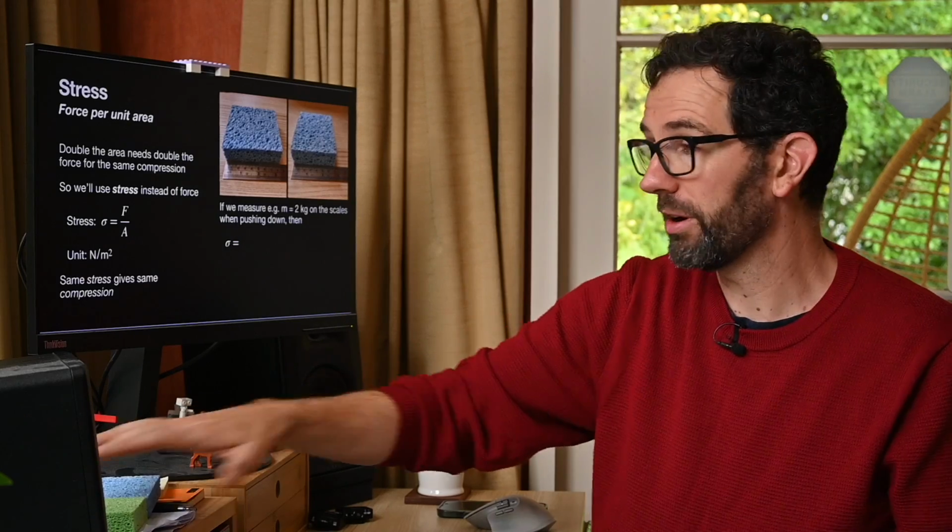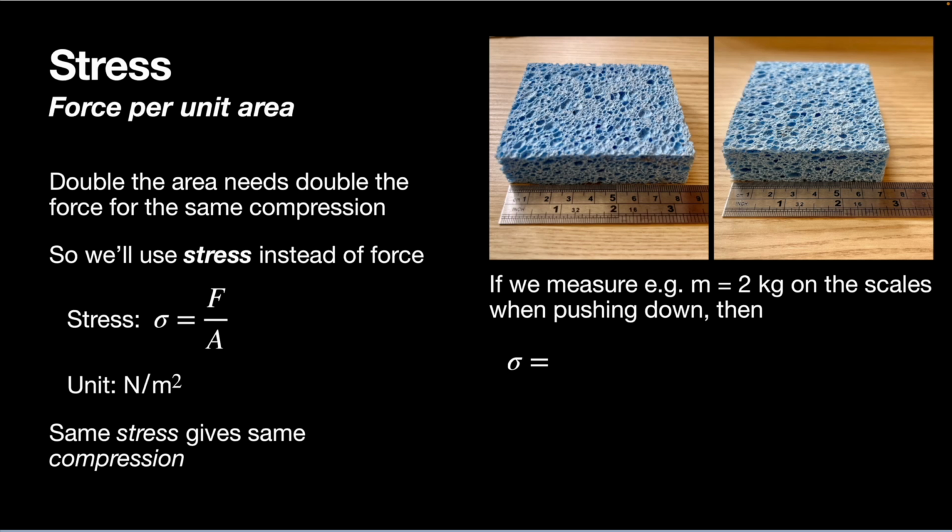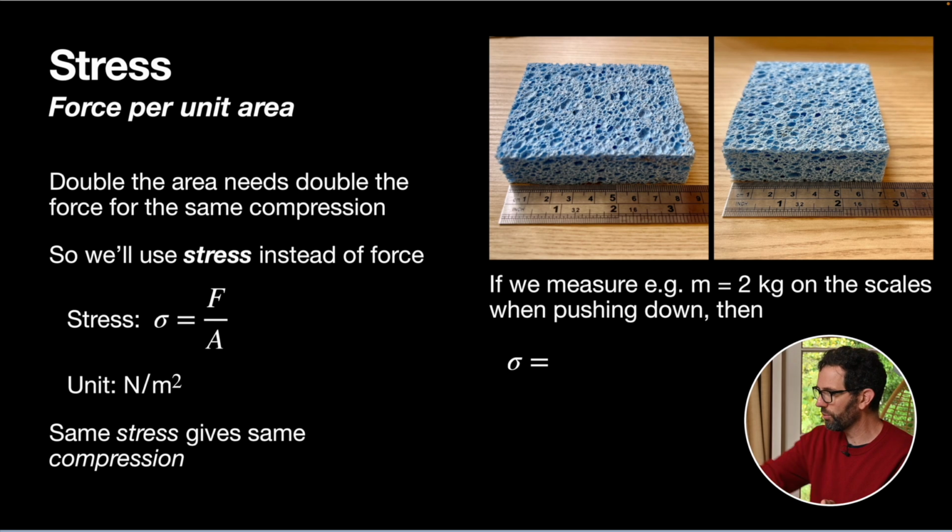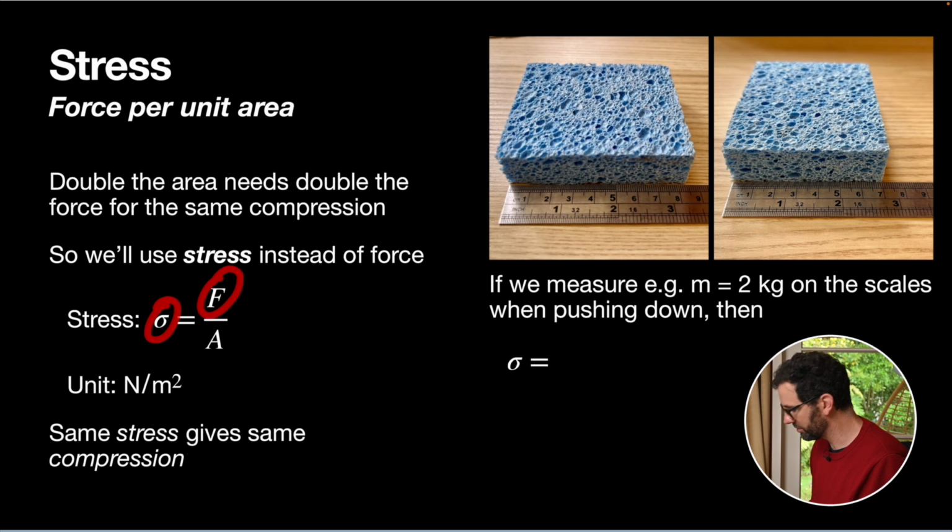So rather than talking about force, we're actually going to use the concept of stress, which is a force per unit area. That way, it's the same stress required to compress this piece as it would be required to compress both of these together. So stress is defined using this Greek letter sigma, and it's defined to be the force that's been applied divided by the area over which it is being applied. And naturally the units are units of force divided by the units of area, so newtons per square meter is the unit we use for stresses.